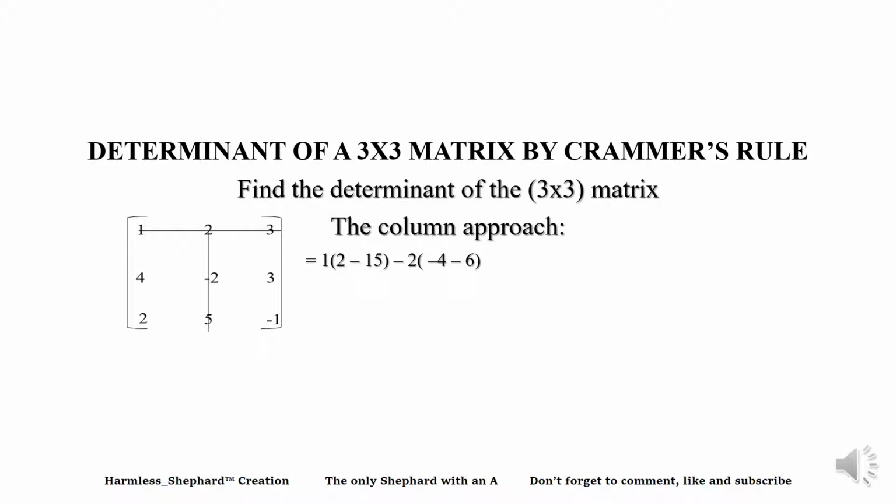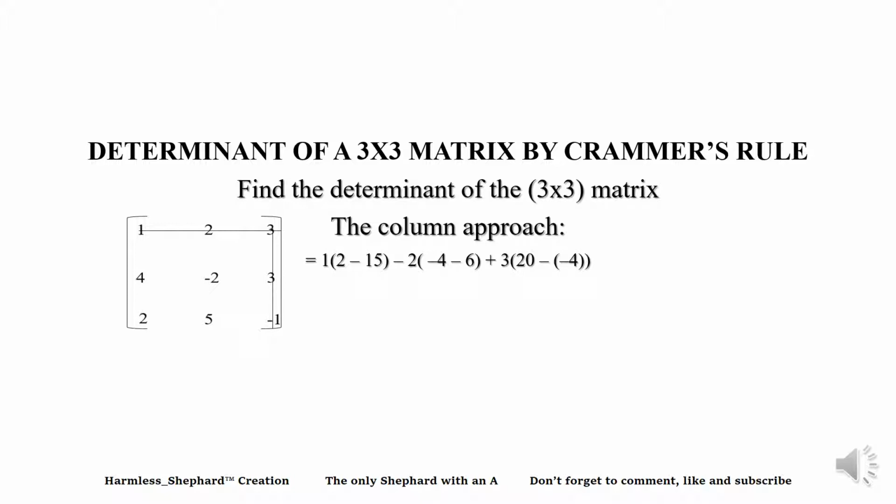You have to note that inside the brackets, when you multiply the first two elements, then you put the negative sign and then multiply the second two elements, like -4 times -1 will give us 4, minus 3 times 2 will give us 6. So we move to the third column.